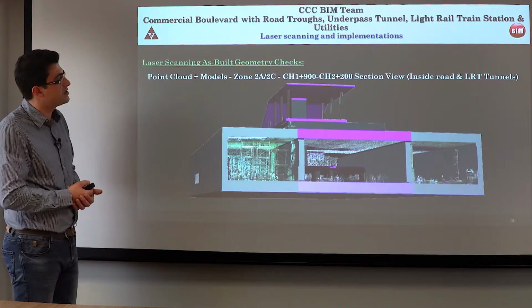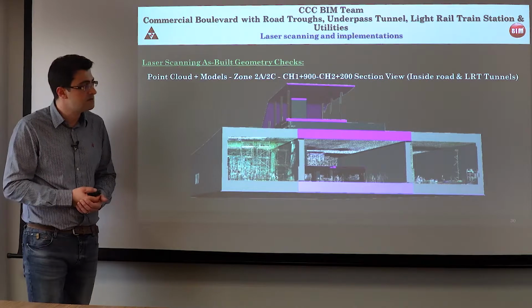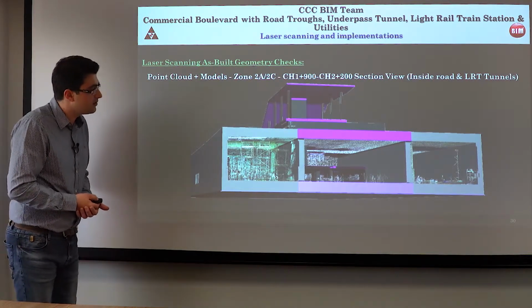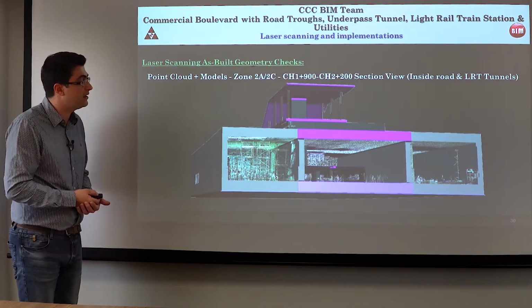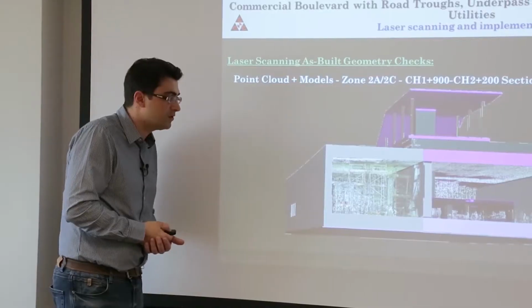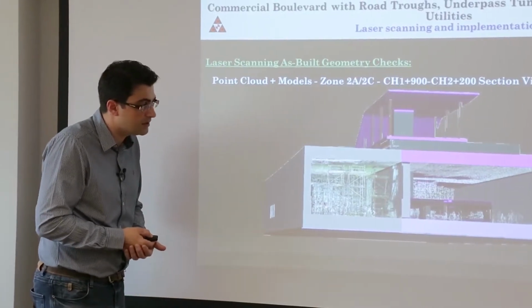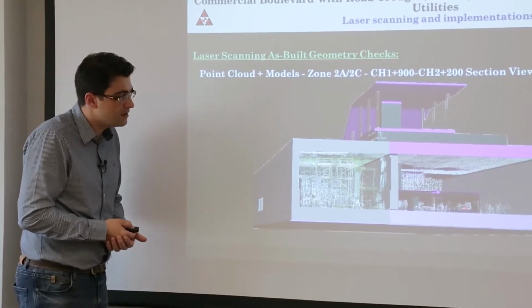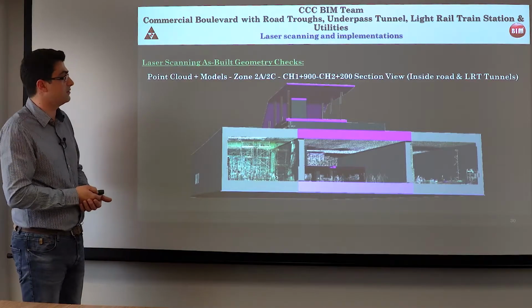Now let's go to another example, which is going to be our final example for laser scanning. We need to explain that this is our tunnel. This is one part of the road tunnel. This is the other part of the road tunnel. And this is the light rail tunnel.